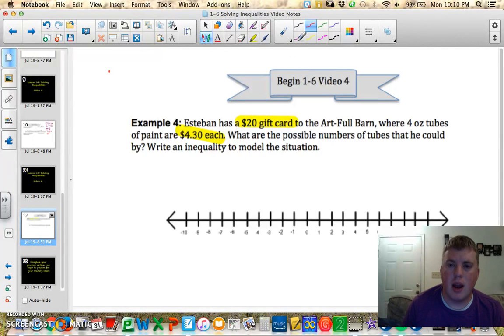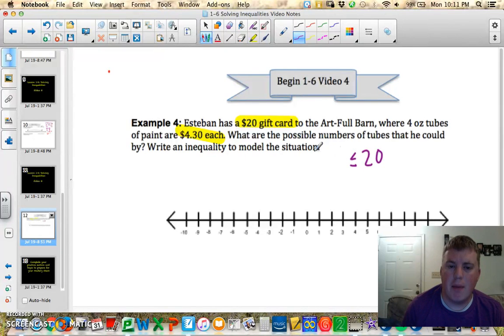So, we need to write an inequality for this. We know that the gift card is $20. We also know that if he is using only the gift card and he's not adding his own money, that is the most money that he can spend. So that means that the money that he spends has to be less than or equal to $20. If he wants to, he can use the entire gift card up, but he can't go over that $20 unless he wants to throw in his own money.